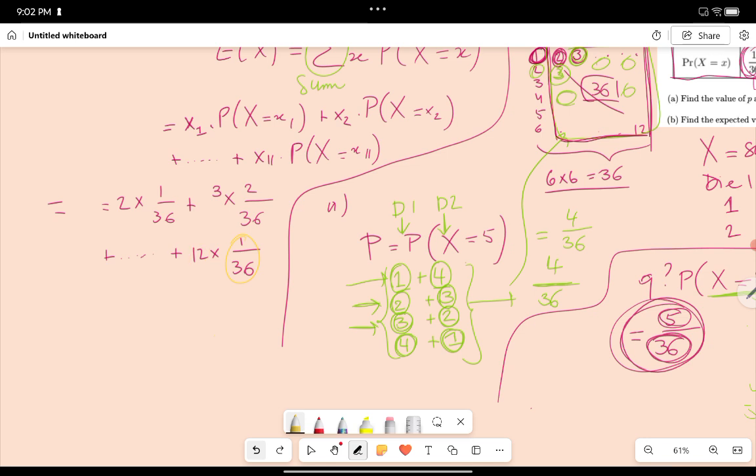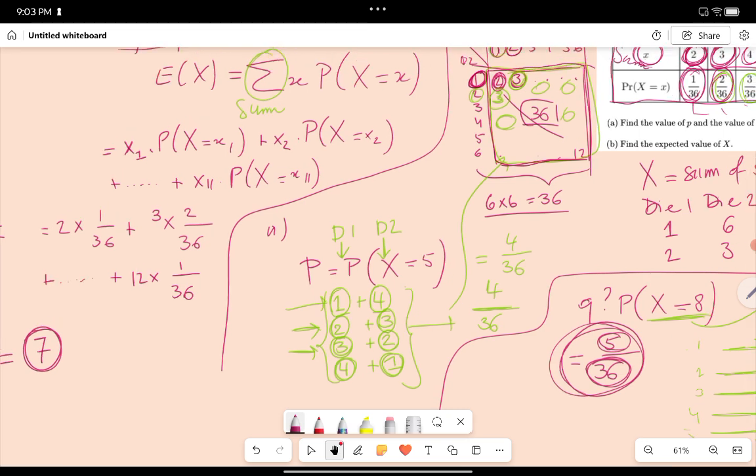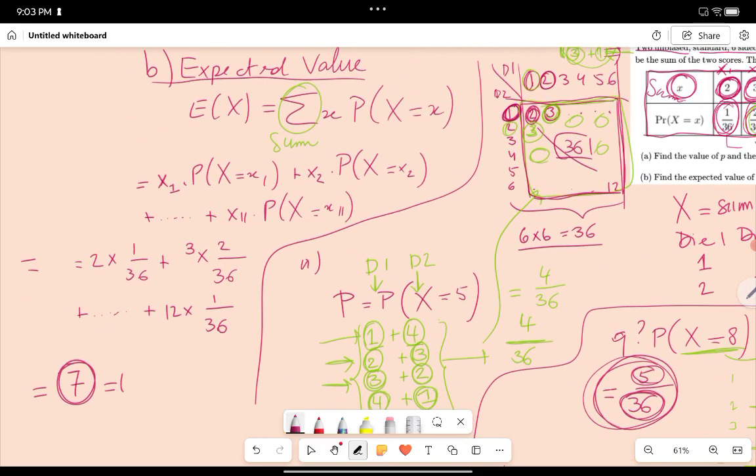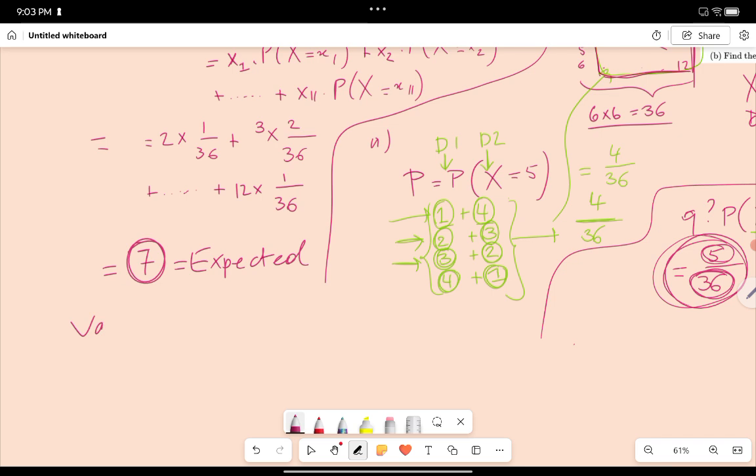Okay, so once you plug that all in your calculator and you don't make mistakes, you will get, what is the value? 7. The value is 7. Okay, so what does this mean, people? This is the expected value of x.